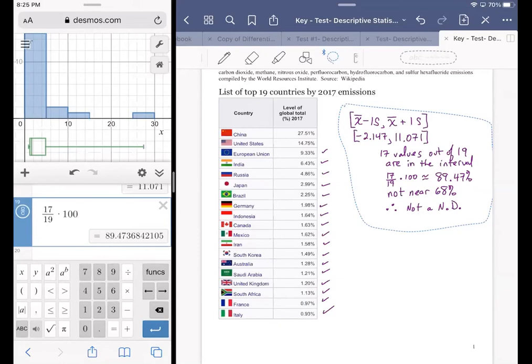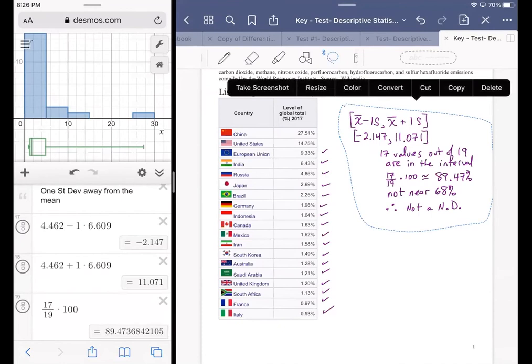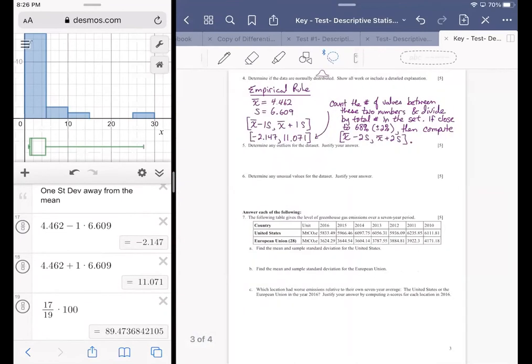Right. So because it's nowhere near 68%, we would say that this is not a normal distribution. Now, if we got something that was close to 68%, then we would go through the whole process like we did in class. Instead of X bar minus 1s and X bar plus 1s, we would do X bar minus 2s and X bar plus 2s and go from there. But as it turns out for this question, it's not necessary. All right. So let me just resize some things here, get it all in.